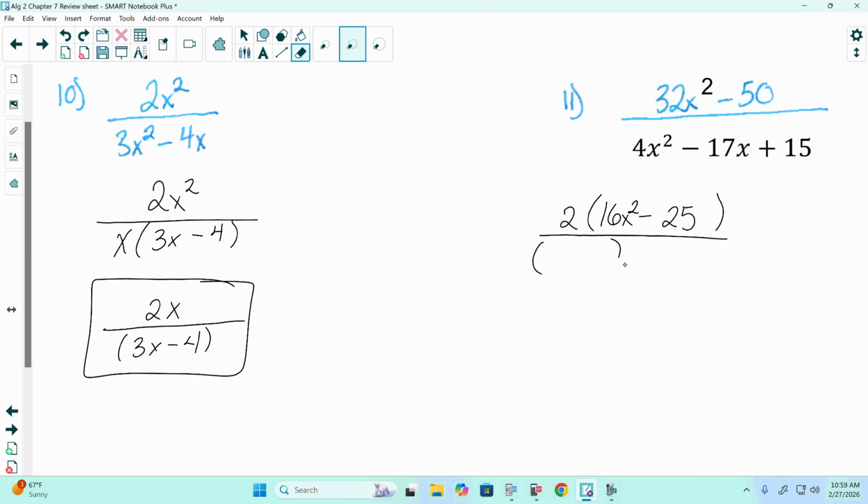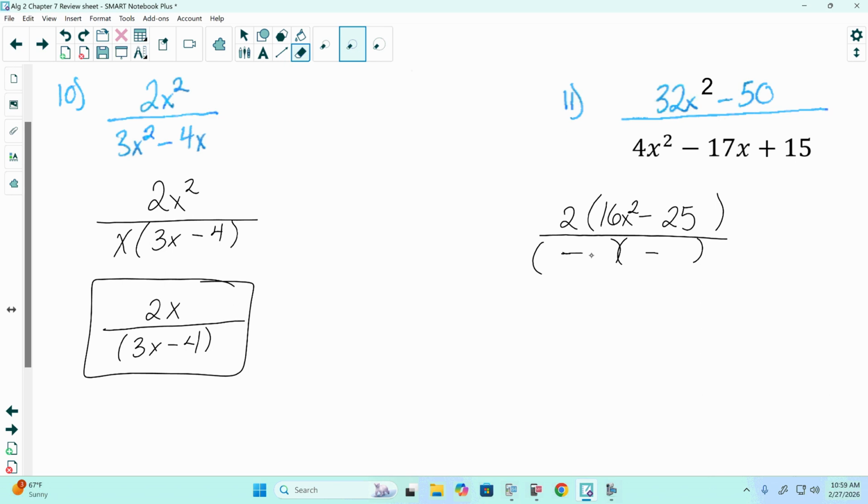But it is factorable. 4x squared minus 17x plus 15. So we can go on and do our 2 sets of parentheses with 3 spaces. Since the third term is positive, the signs are the same and match the sign of the middle term. It's negative and negative.